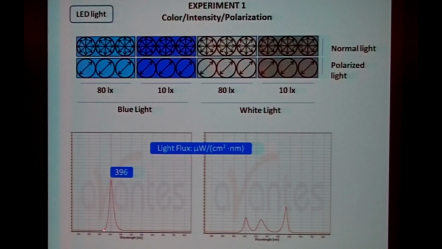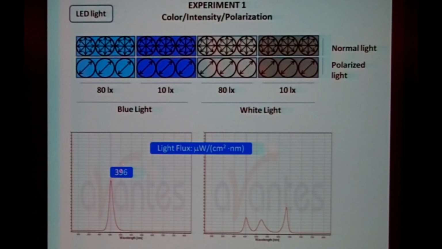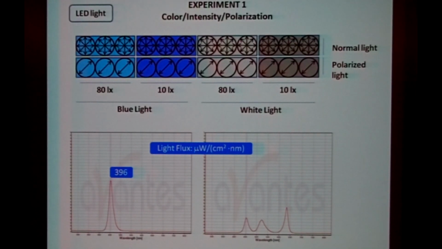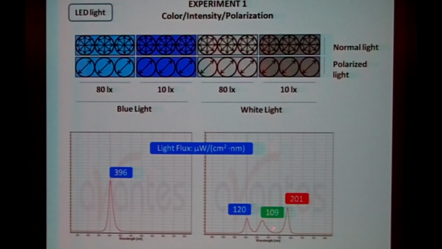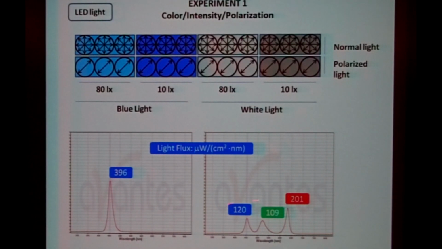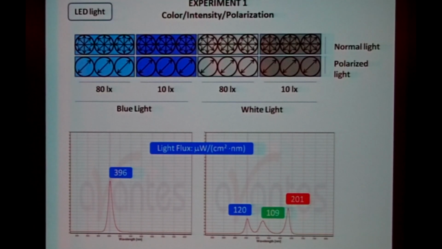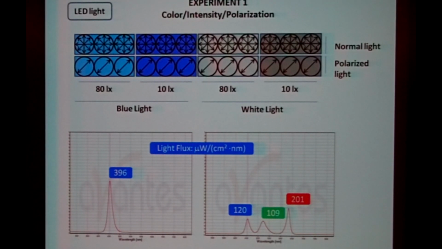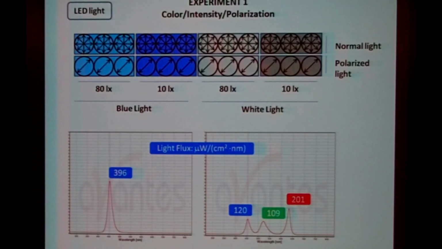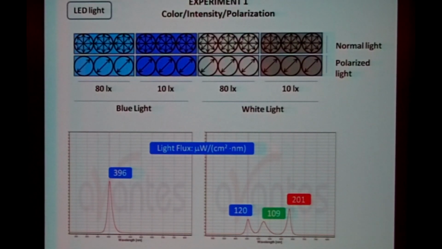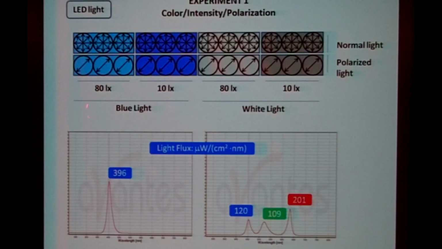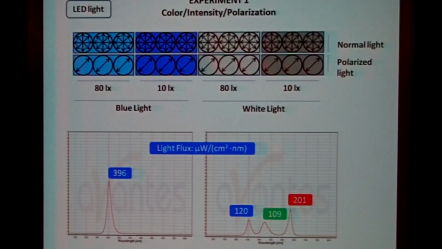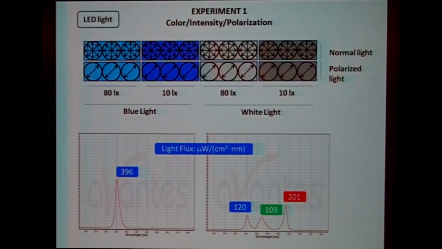In this case, you can see that the blue light has only one peak with this value, and the white light has a blue peak, green peak, and red peak. This is the typical spectrum of a LED light: three different LEDs that together make a white light. I am going to talk about lux in the next slide, but always keep in mind that this is the correct value.